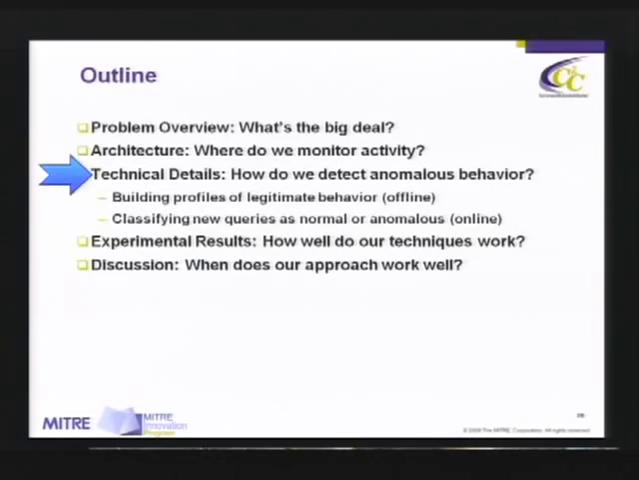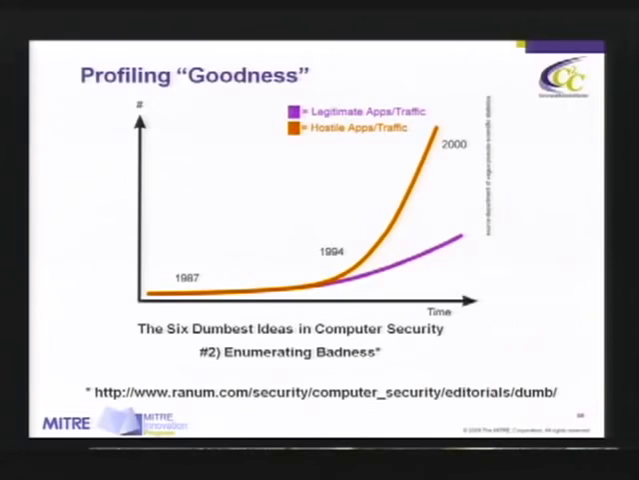So now that we know where we're plugging in and what sort of information, how do we detect anomalous behavior? First, sort of a side trek, if you will. Marcus Ranum has a blog that he rants in every once in a while. And one of the things he's put together is the six dumbest ideas in computer security. And he says that one of the dumbest things you can do is enumerate badness. And he uses this graphic to justify that.